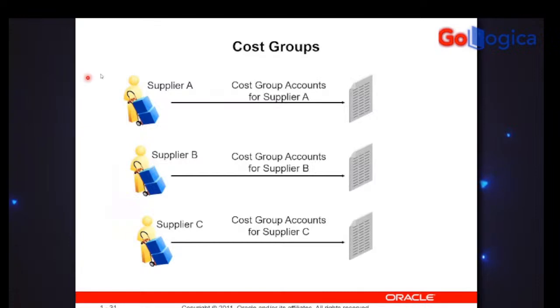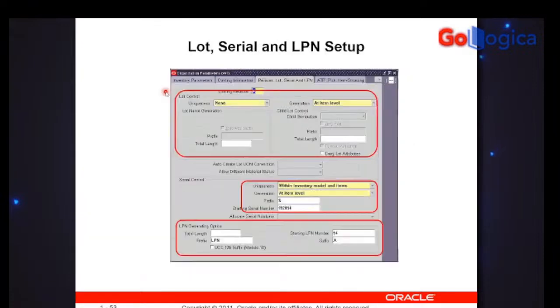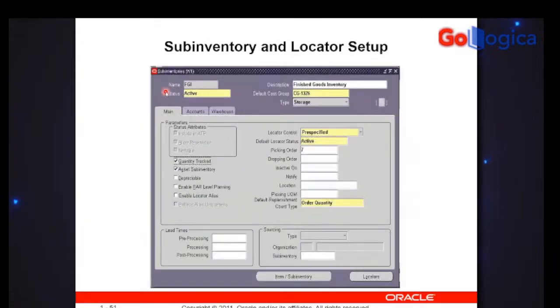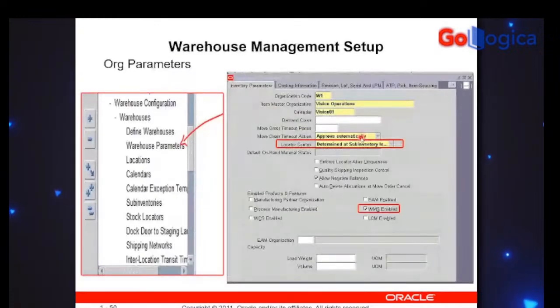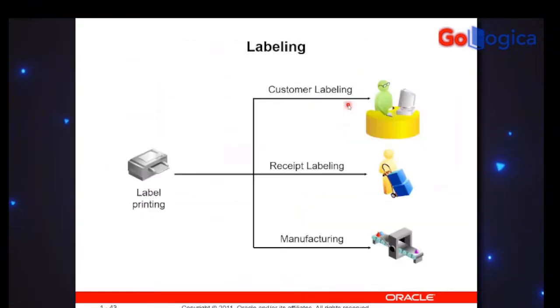So cost group. In the setup, if you have noticed in the subinventory setup, you would have seen a default cost group defined here, right? Cost group can be defined first on your org parameter level, and then at your subinventory level. Now first, why is it cost group and why is it needed?